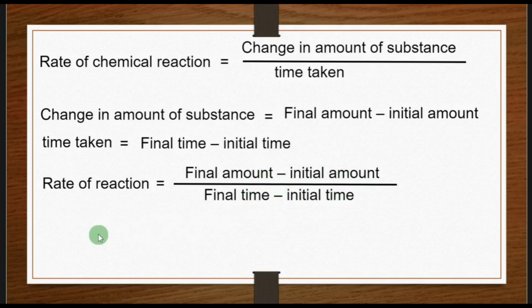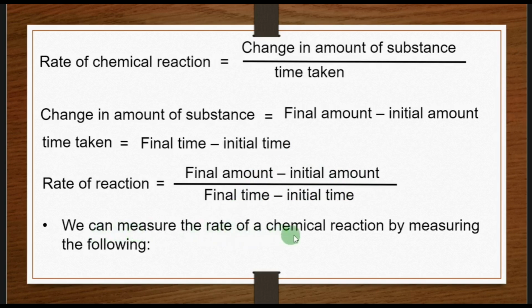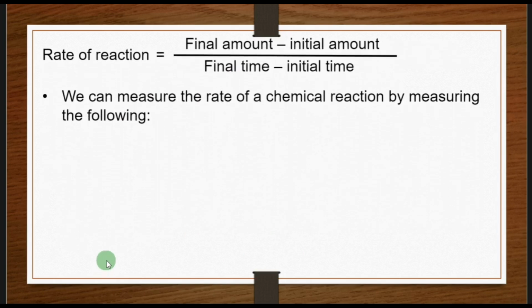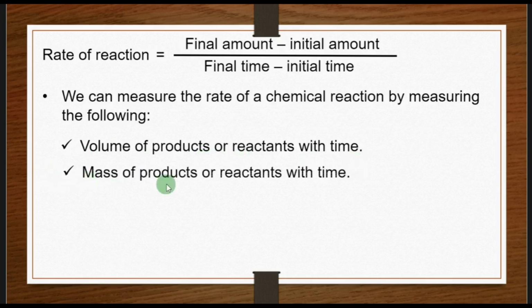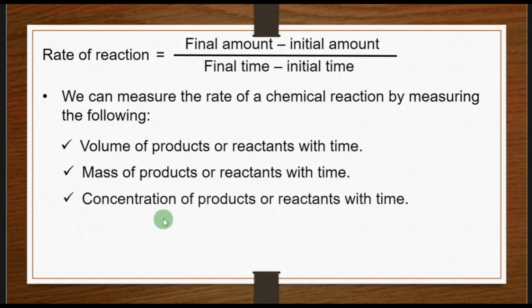What we should know is that we can measure the rate of a chemical reaction by measuring the following. First, the volume or mass of products or reactants with the time, or the concentration of products or reactants with the time. If we are measuring the change of volume of products or reactants with the time, it is possible for us to know the rate of chemical reaction. We can also measure the change of mass, or the change in concentration of products or reactants with the time, to calculate the rate of chemical reaction.